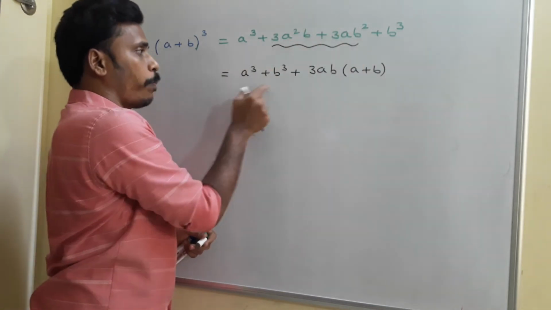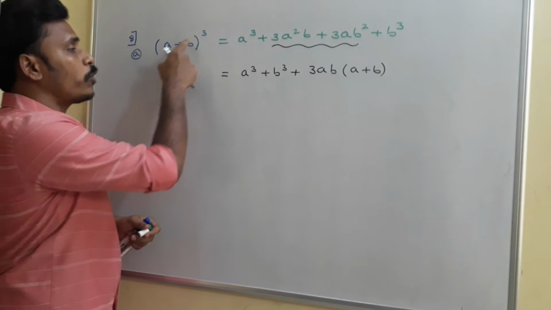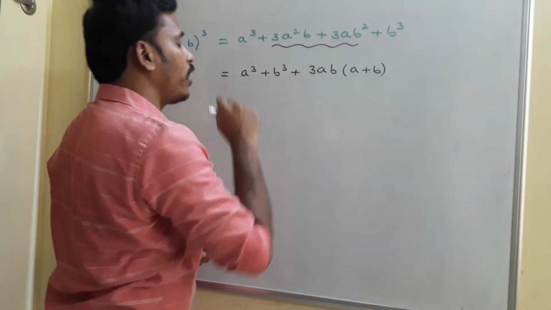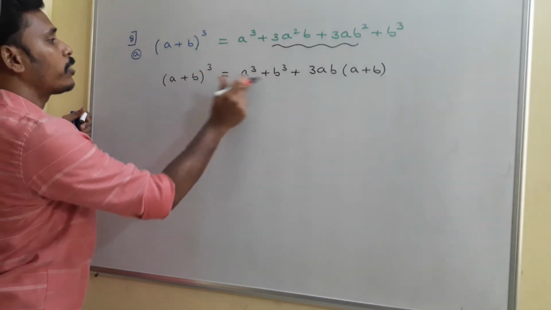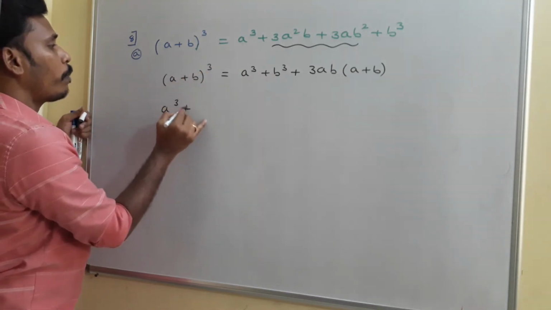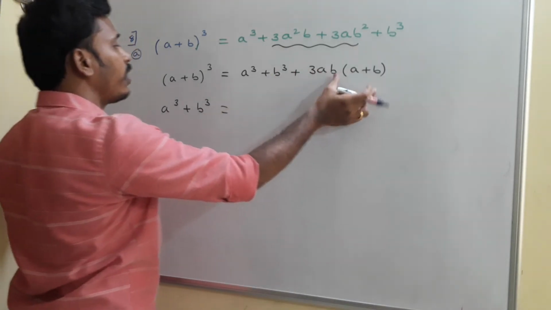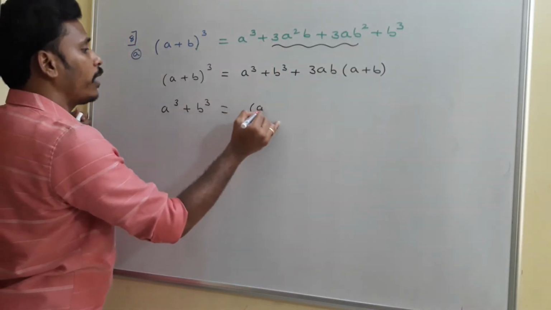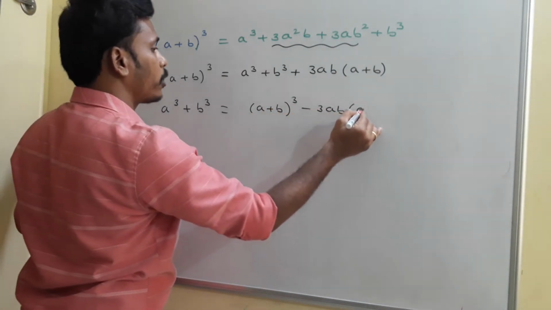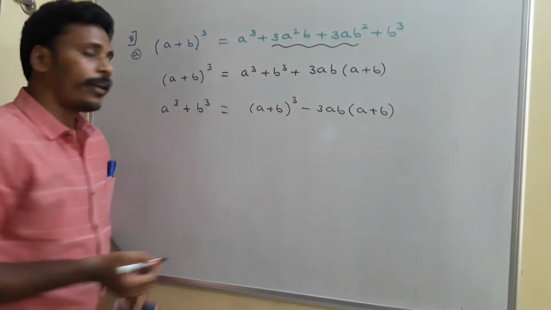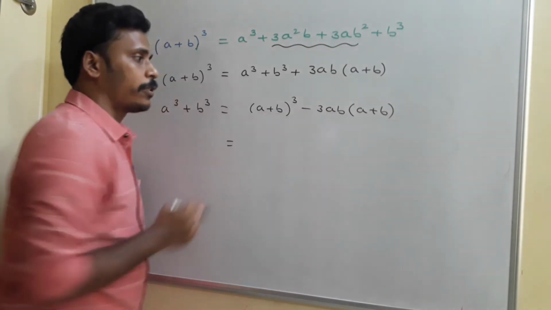a cube plus b cube plus, from these two terms, 3ab of a plus b. So a plus b whole cube is a cube plus b cube plus 3ab of a plus b, right? And again, if you make a cube plus b cube as subject, a cube plus b cube is equal to, since we are making this as subject, send this 3ab of a plus b this side, then it becomes a plus b whole cube minus 3ab of a plus b. Just observe there. Okay?